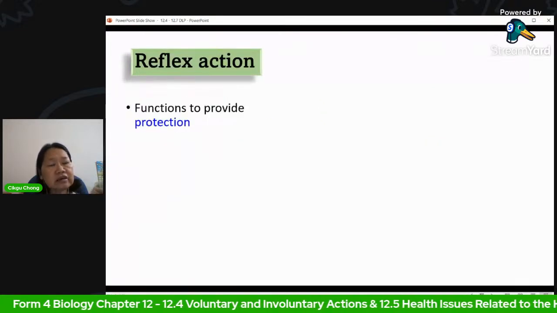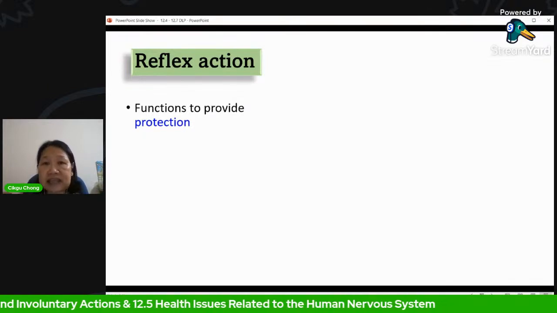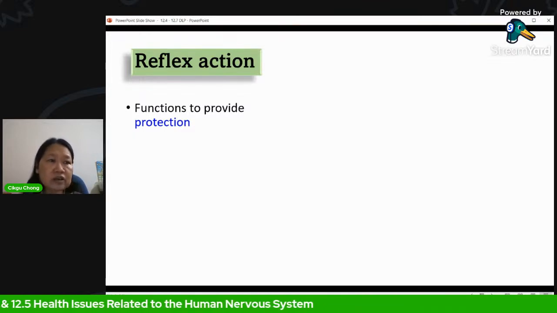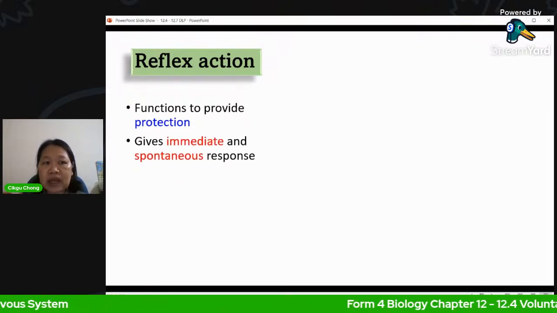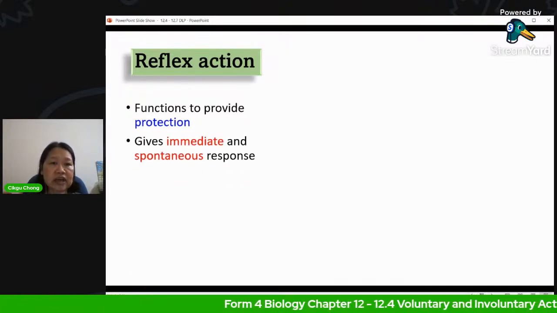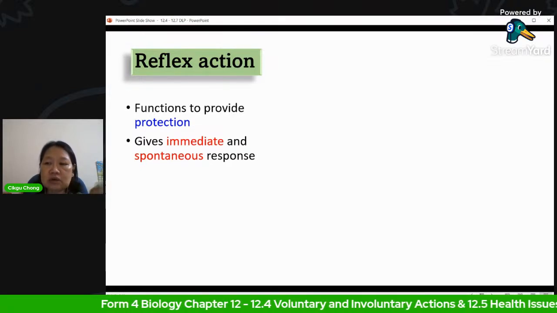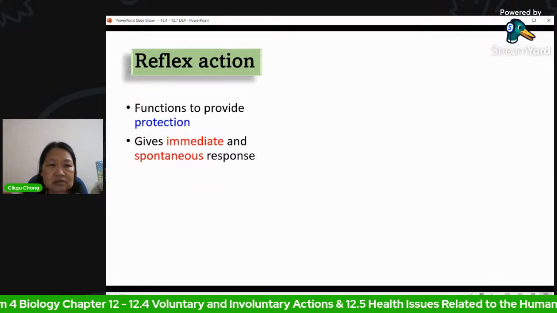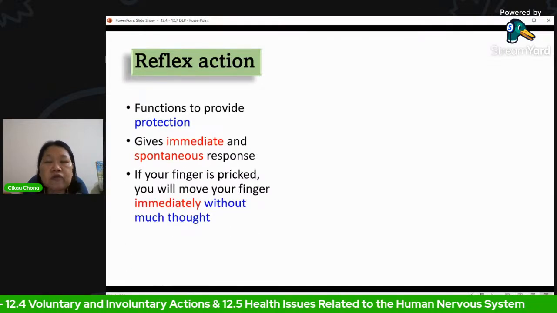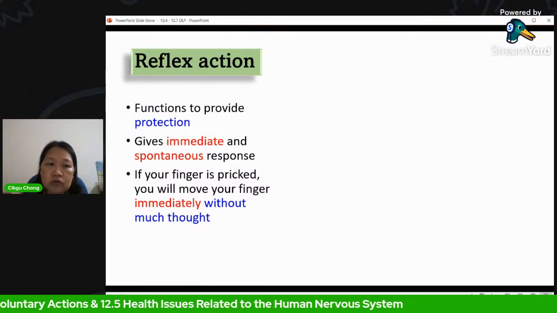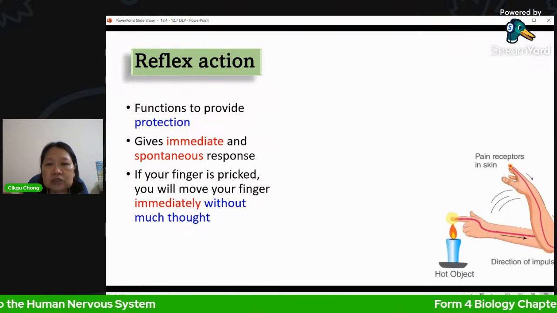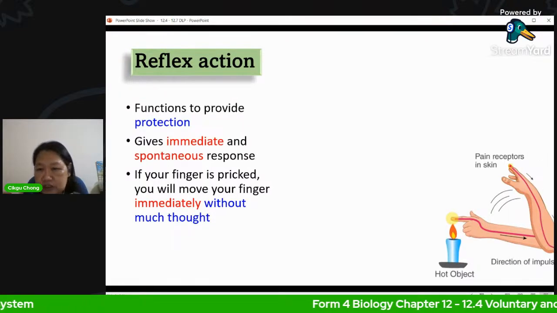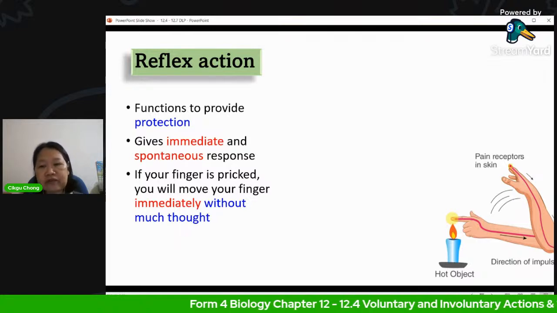So let's look at the function of reflex action. It functions to provide protection, which makes a lot of sense. When you touch something hot, you do not want to burn your finger. Your cells will die on your fingers if you keep on touching it. It gives an immediate and spontaneous response, and it needs to be fast because you do not want to burn or kill so many cells. And of course it's to avoid danger and further injury. If your finger is pricked, you will move it immediately without much thought. You do not need to think about it. This is an example: accidentally, you put your finger into the fire.